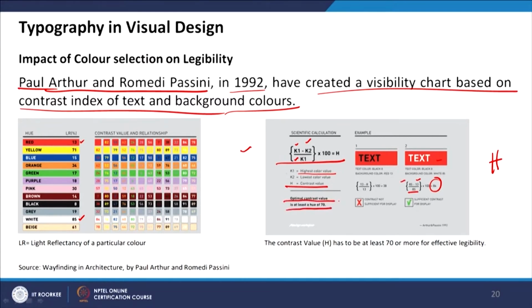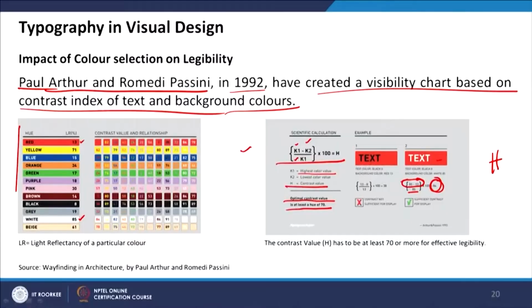at least more than 70. If the difference is more, H will definitely become more. So if the difference is huge, you have to select the color whose value difference is more. This is the hue and their relative value, K1 and K2. From here you can select and see whether H is more than 70. This is the contrast value and their relationship in the chart.